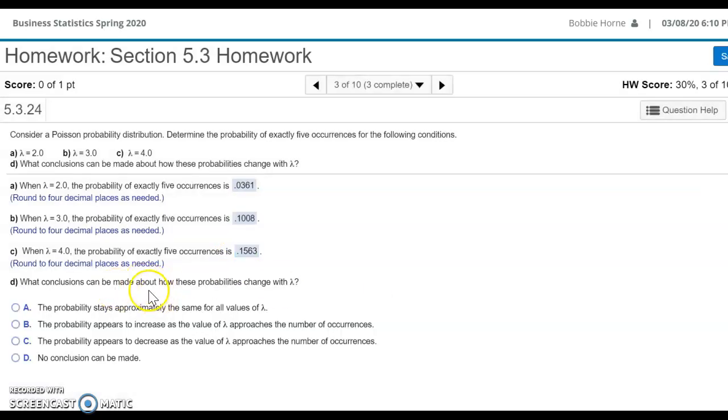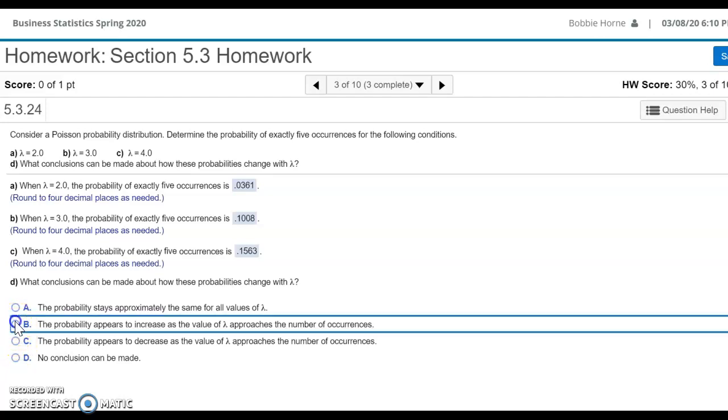Okay, what conclusion can be made about how these probabilities change with the mean? So you could see as the mean increased, the probability increases.